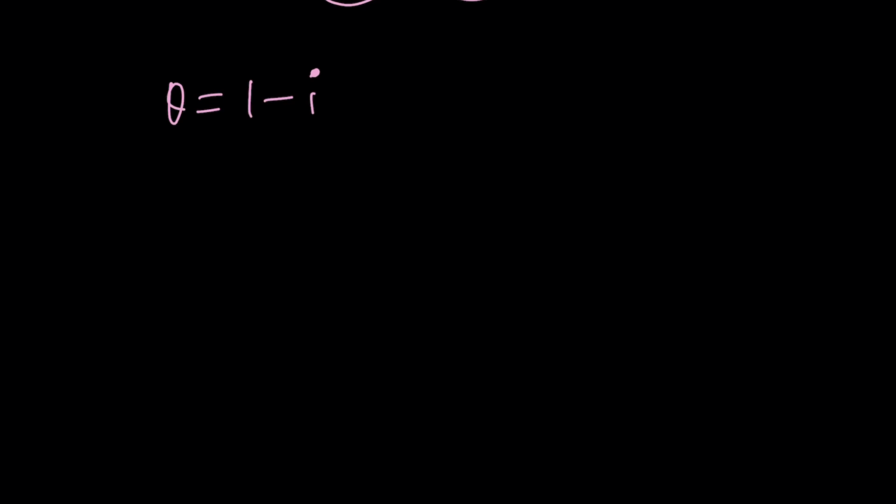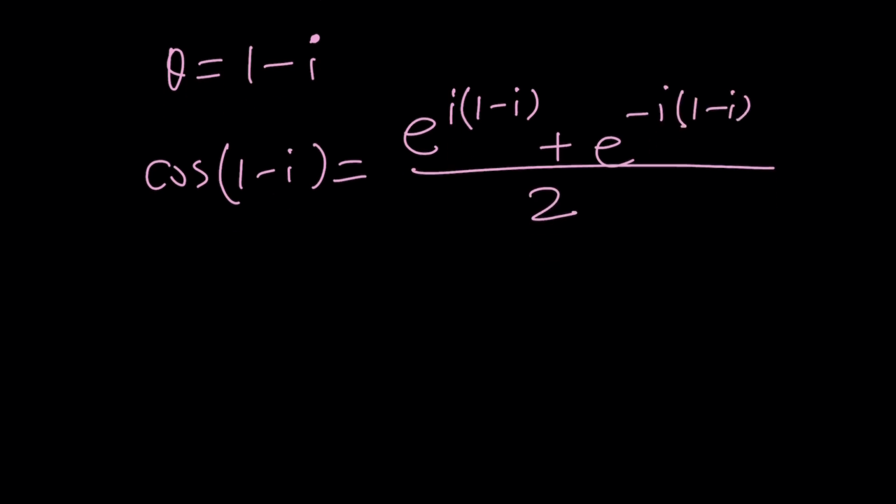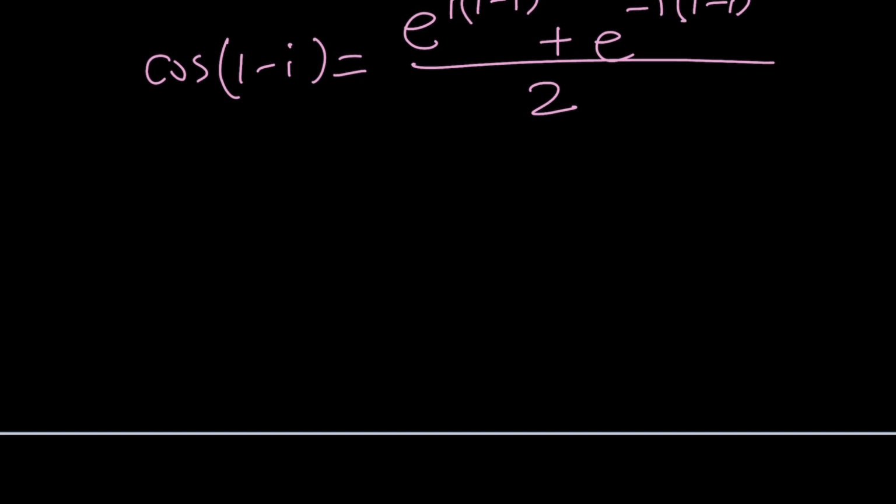Okay. So under this, cosine of 1 minus i becomes e to the power i times (1 minus i), plus e to the power negative i times (1 minus i), and that is divided by 2. Great. So that's the answer. It's on the right-hand side. There you go. But let's simplify it.